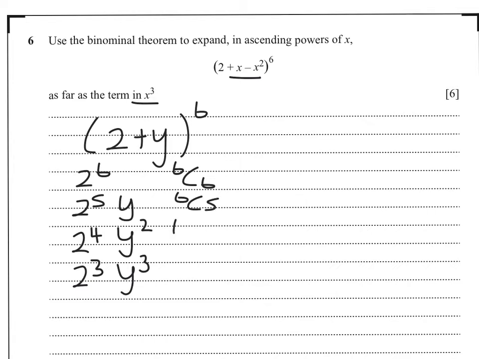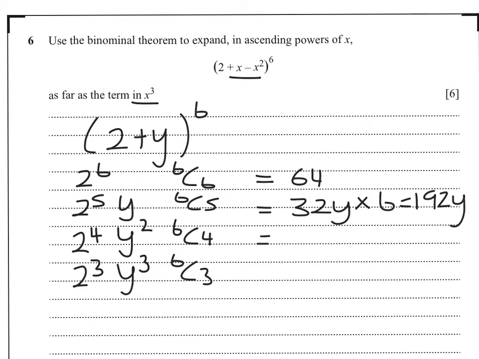6c5, 6c4 and 6c3. So 2 to the power 6 is 64. We then have 32y times 6, so that is 192y.